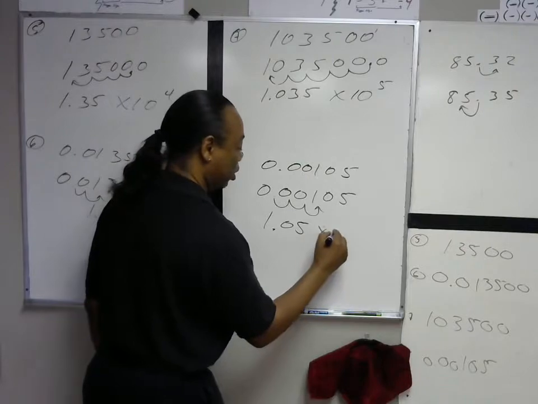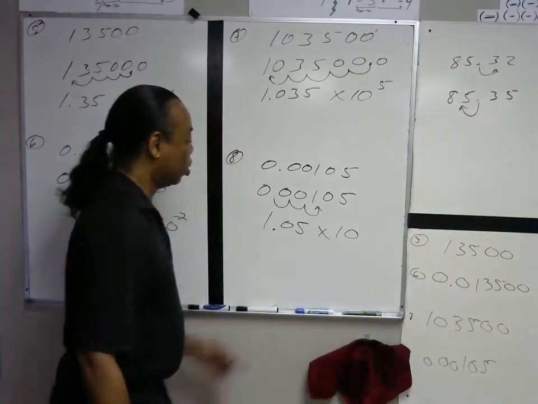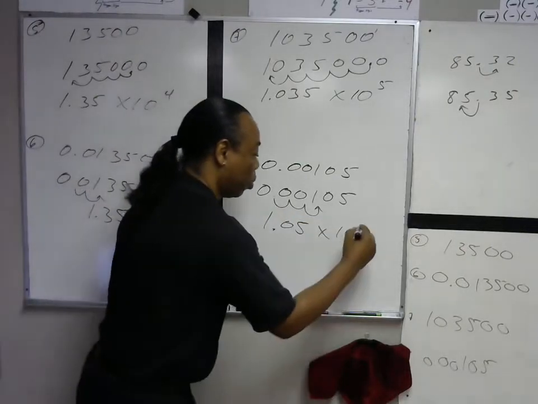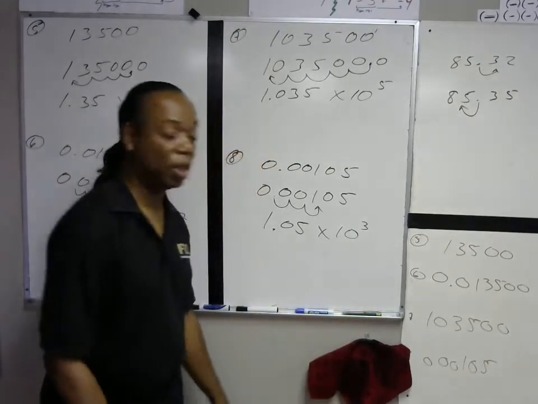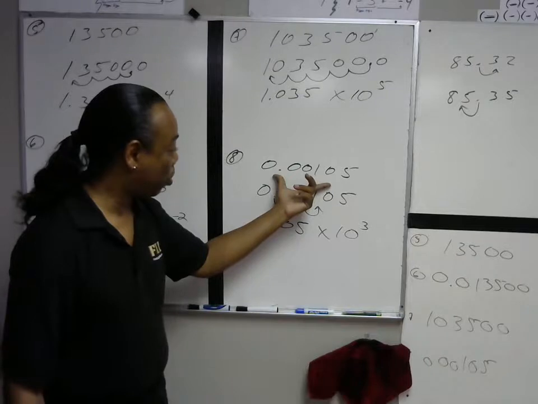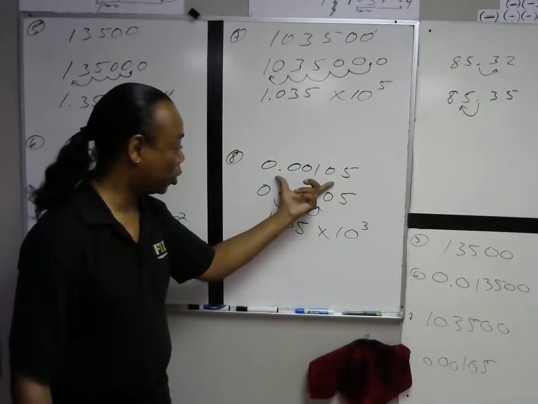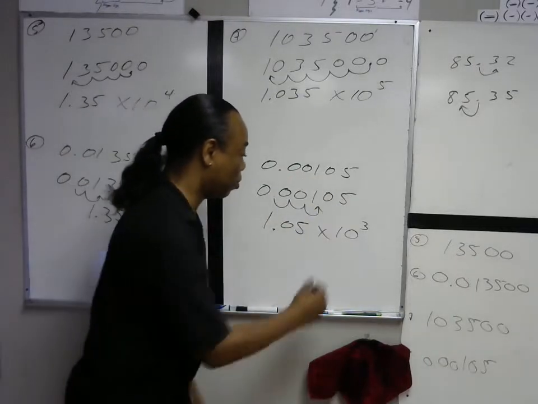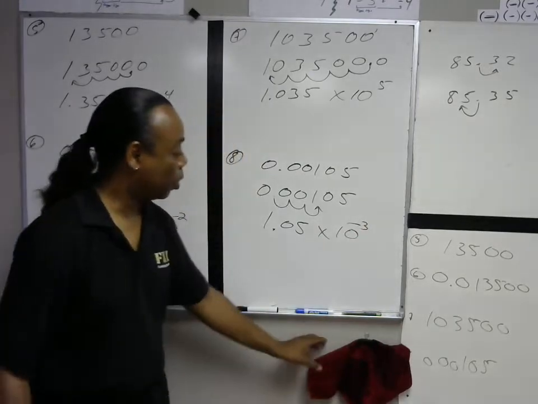1.05 times 10. We have 1, 2, 3 loops, which represents power of 10. 10 to the power of 3. And the original is a small number compared to here. So we're representing a small number with this. This needs to be a negative. Okay, there we go.